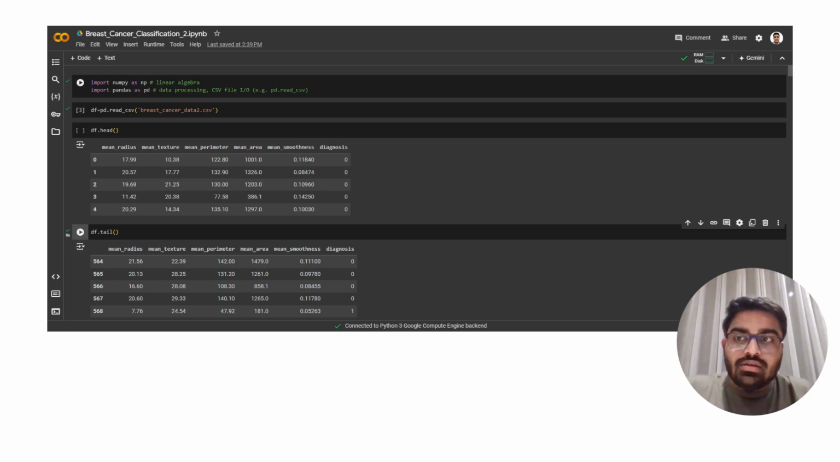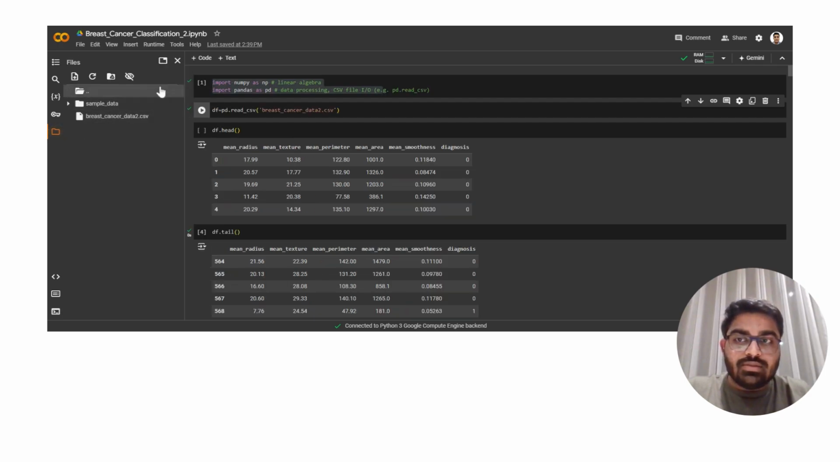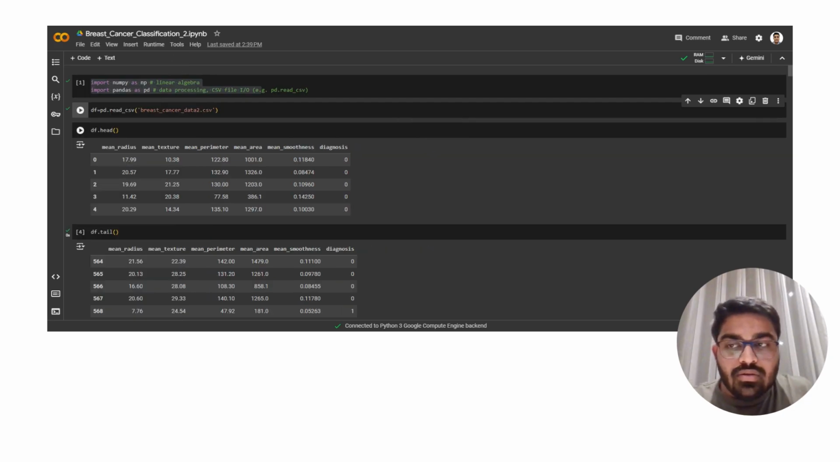Now, firstly, what we did is we imported NumPy and imported pandas. Then we read the CSV file which we had on the system. So here I have the CSV file installed. Then I just wanted to observe the data, how it looked like.